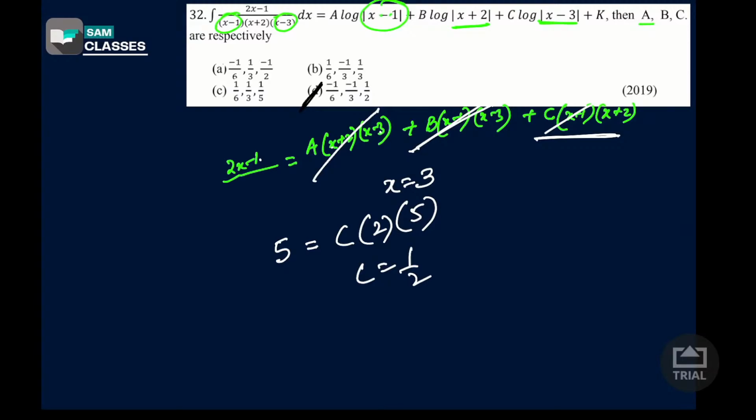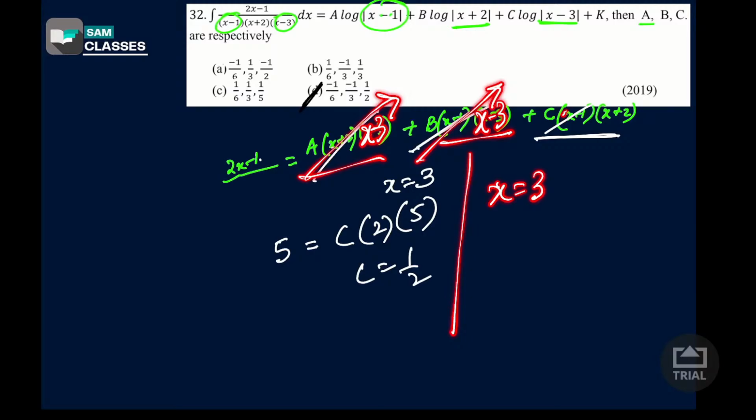How is x equal to 3? I took a value, Samiksha. X is not equal to 3 by itself; I took a value on my own. I can take any value and put it here. If I want to make A and B vanish, here the term was x minus 3, here also x minus 3. So if I put x equal to 3, this will become 0, A will vanish, and then directly I can get the value of C.